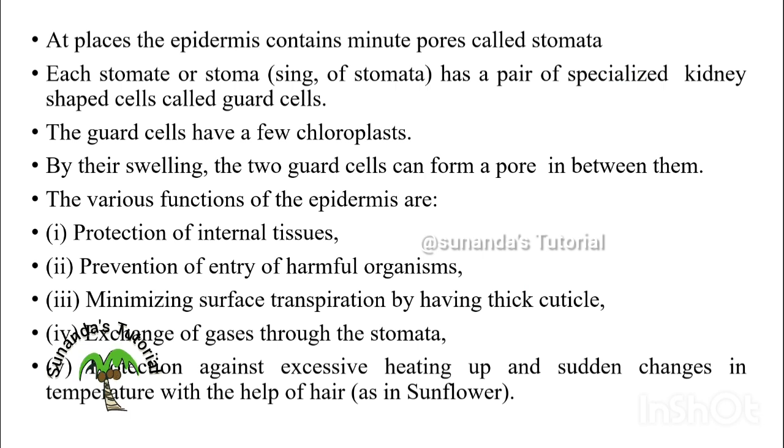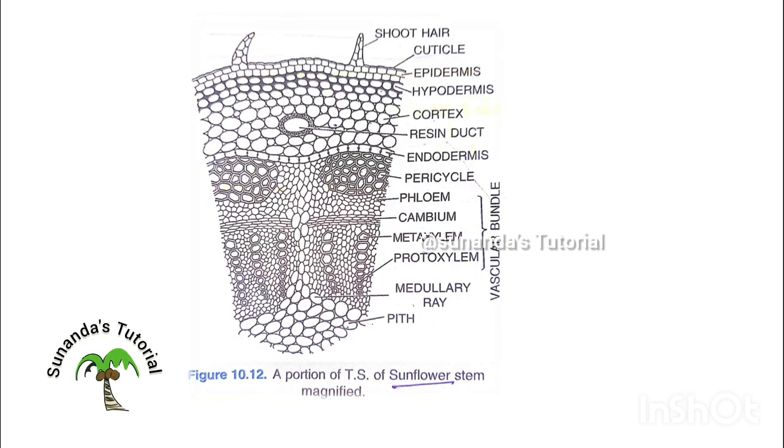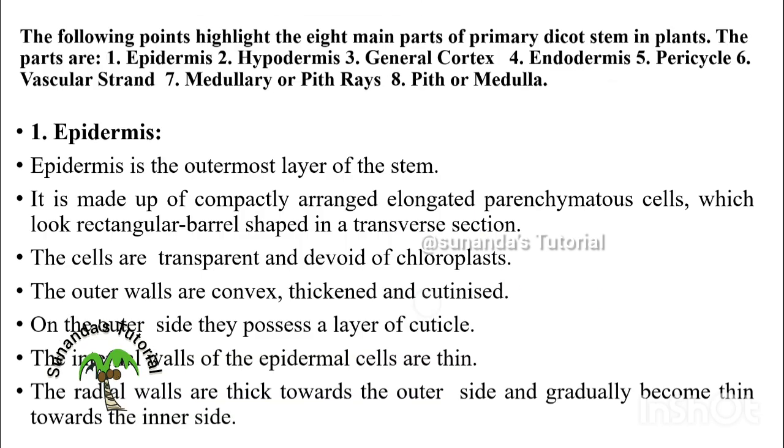They protect the internal tissues, they prevent the entry of harmful organisms, and they minimize surface transpiration because they have a cuticle. The cuticle is an oily layer. They allow exchange of gases through stomata. It protects the inner cells from excess heating or sudden change in temperature with the help of hairs, or stomatal hairs, as you can see in this structure, shoot hairs.